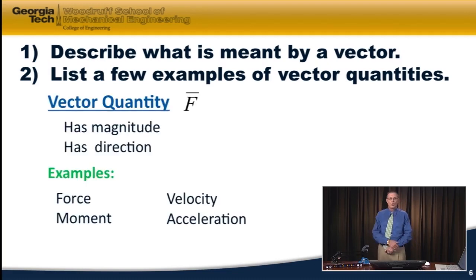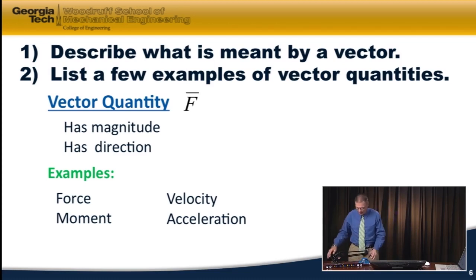Okay, let's go ahead and look at vector quantities. A typical vector quantity, which we're going to talk a lot about in this course, is force, often given the symbol F. And we put a line above the force that designates it as being a vector. A vector has magnitude, just like a scalar does, but it also has direction. And so examples are a force or a moment, and we'll use those a lot in this course and learn a lot more about them.